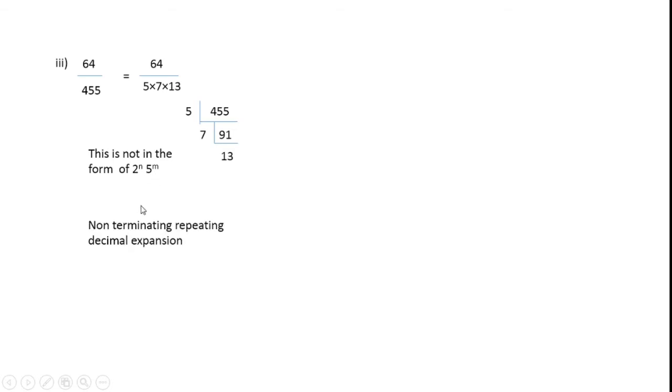The next one, 64 by 455. Here the denominator is 455. We have to find the prime factorization of this denominator. So 455, 5 I am taking, 91, 7, 13. See here in this, 5 one time, 7 one time, 13 one time. This is not in the form of 2 to the power n, 5 to the power m. Hence, it is a non-terminating repeating decimal expansion.